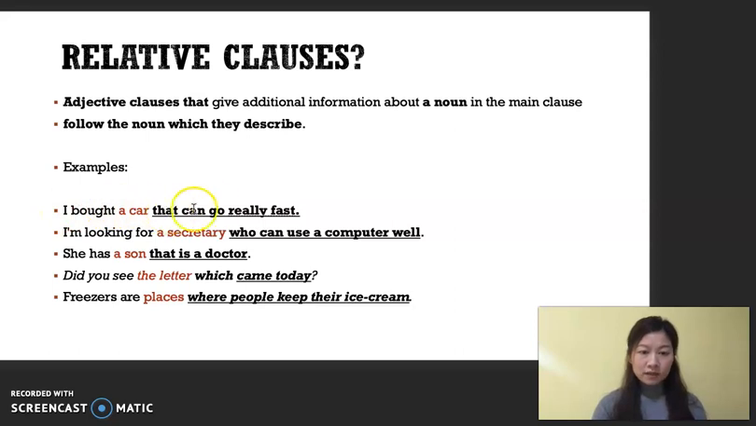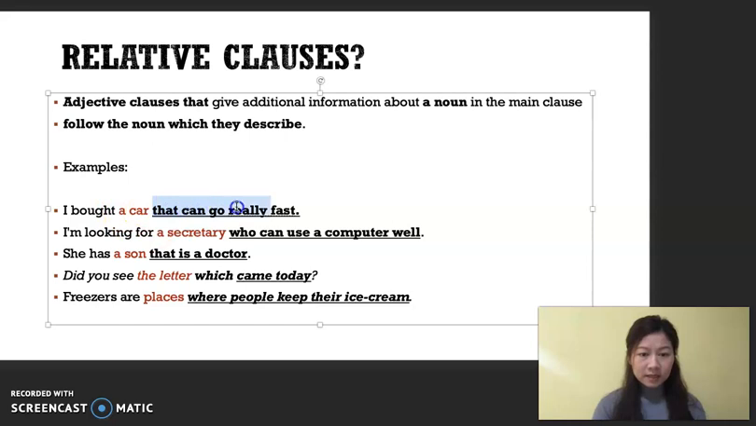I bought a car that can go really fast. Now here you see these underlined clauses. These are the relative clauses. So that can go really fast. So let me ask you, in this sentence, what can go really fast? Of course, the car. So a car here is what we want to add more information to, and we've added this clause, a group of words, to add more information.